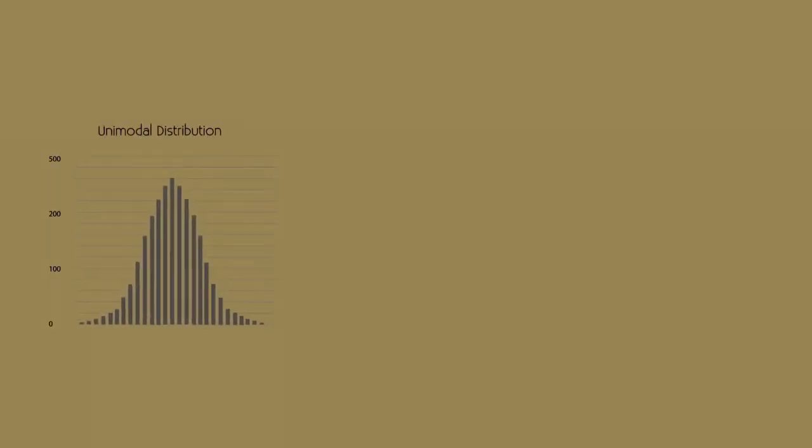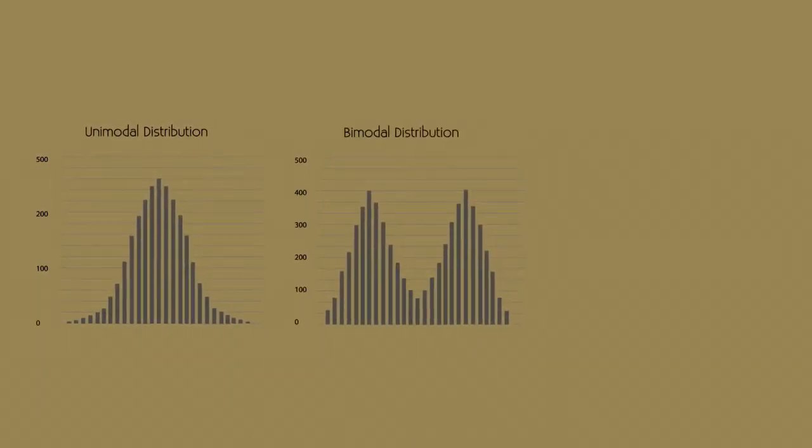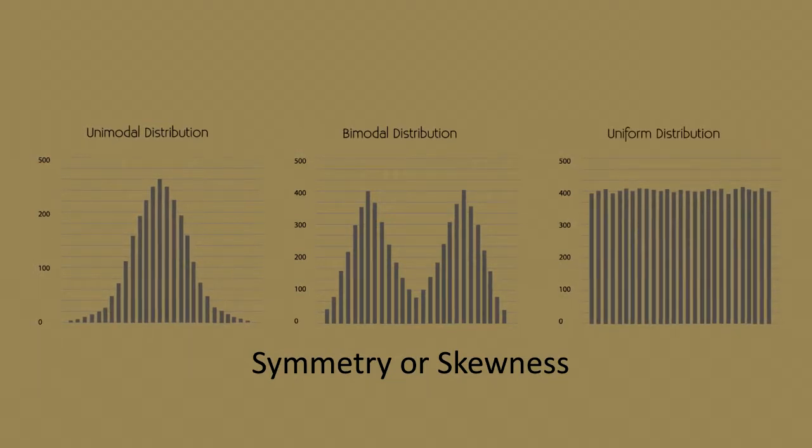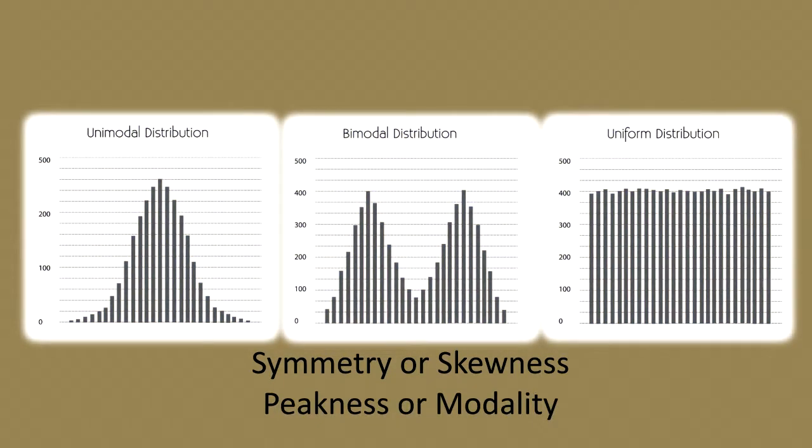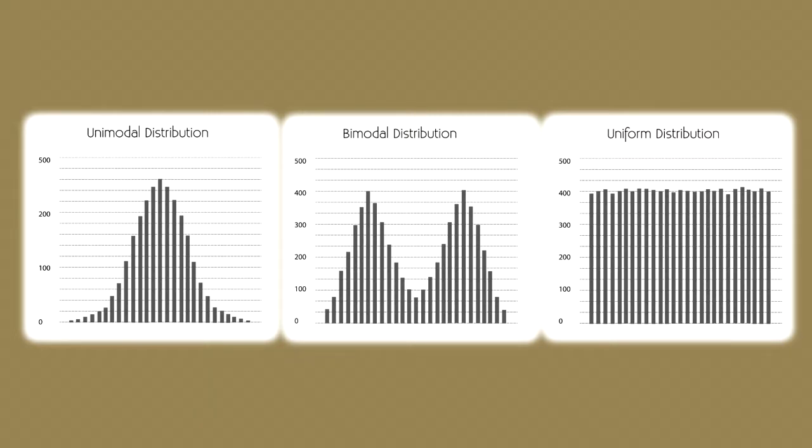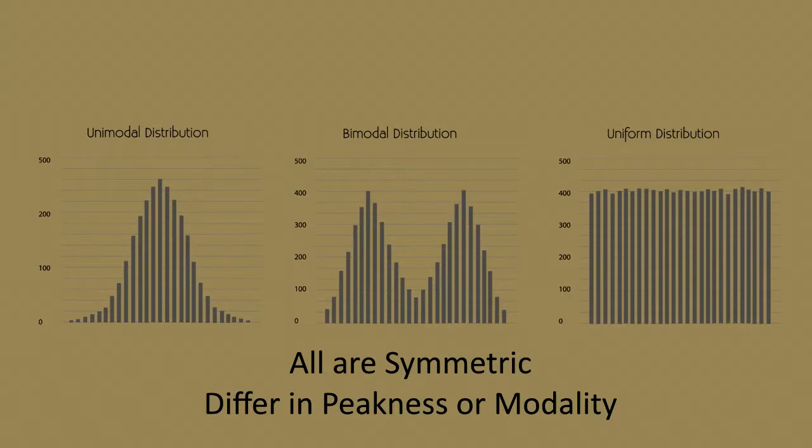When describing the shape of a distribution, we should consider symmetry or skewness of the distribution and peakness or modality, that is, the number of peaks or modes that the distribution has. Here, all three distributions would be referred to as symmetric, but they're different in their modality or peakedness.